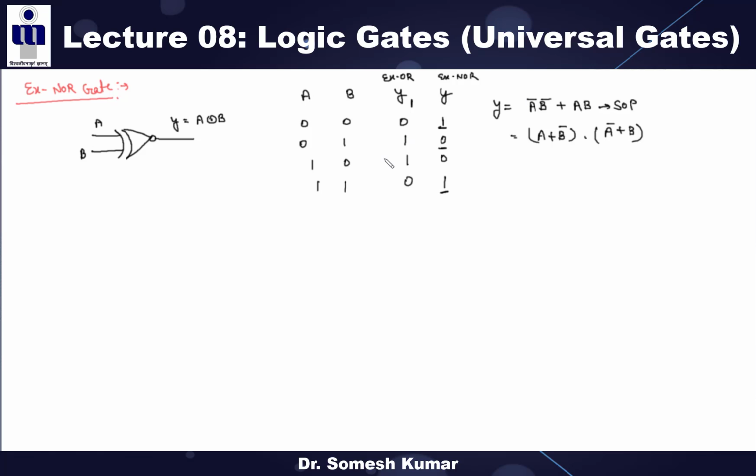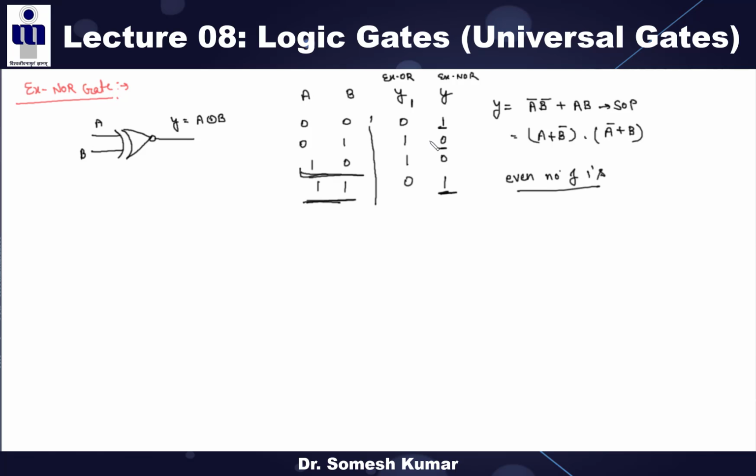So we can say from here, how many ones in the input? 2 ones, right? So here, how many ones? 1 one, right? So we can say your XNOR is used to detect even number of ones, right? When at the input there are even number of ones, then the output is 1, and when there are odd number of ones, output is 0.